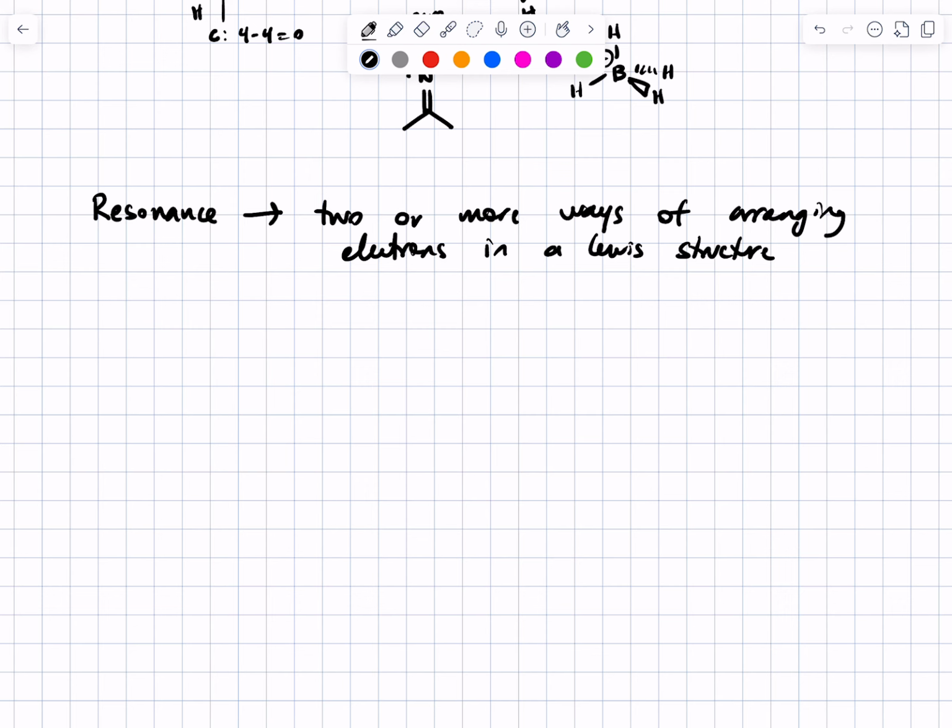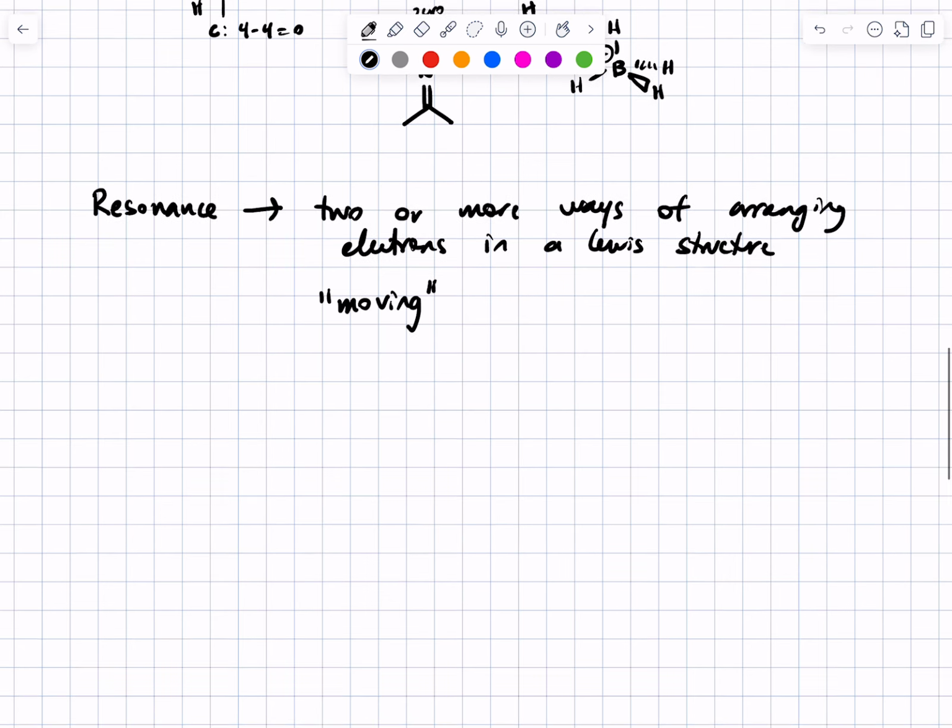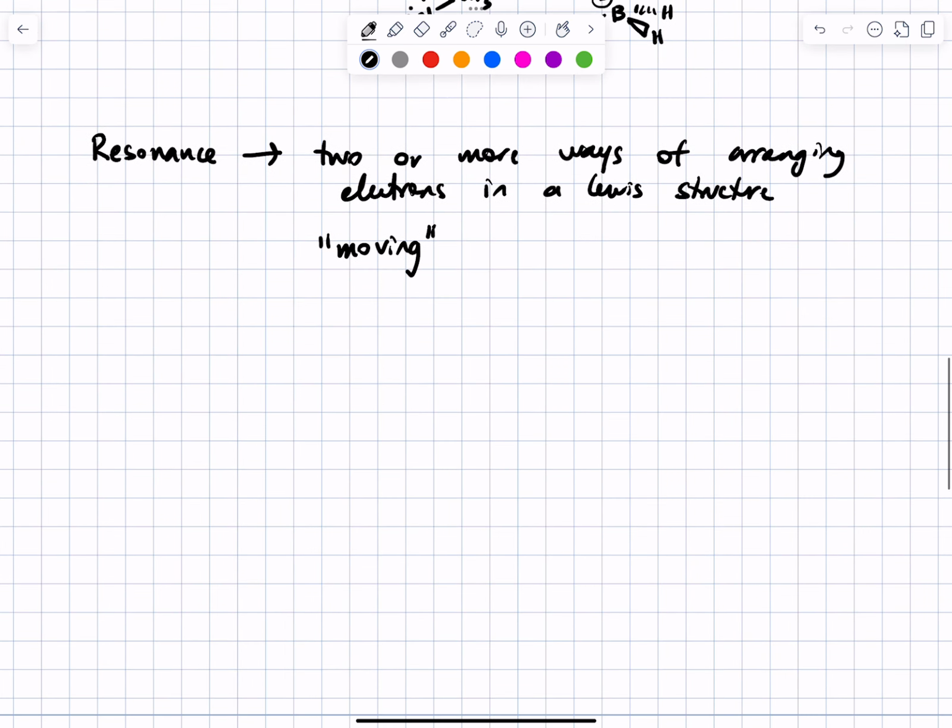And usually, getting from one of these arrangements to another involves moving. I'm putting the moving in quotation marks because you will see that the electrons are not actually moving. They're just spread out in space. But for today, we move usually lone pairs and electrons in pi bonds.